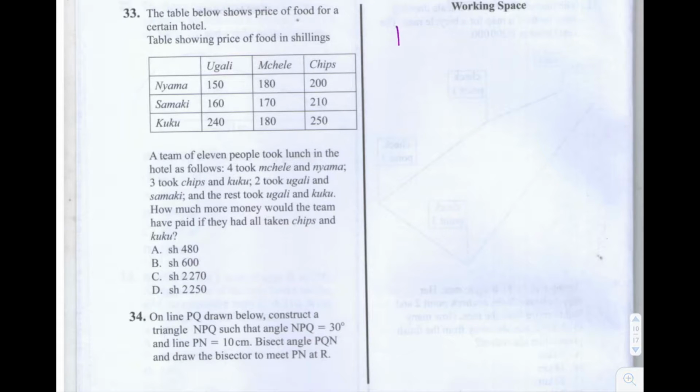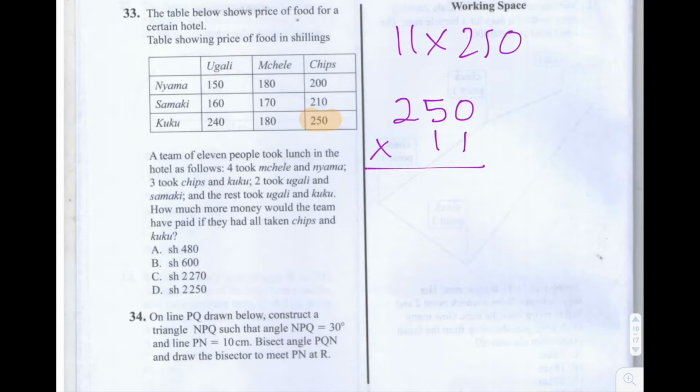It's just 11 times the cost of a meal, which is chips and kuku, which is here 250. So it's 11 times 250. That's long multiplication, so let's do that and see what we get. 0 times 1 is 0. 5 times 1 is 5. 2 times 1 is 2. 1 times 0 is 0. 1 times 5 is 5. 2 times 1 is 2. Let's add these.